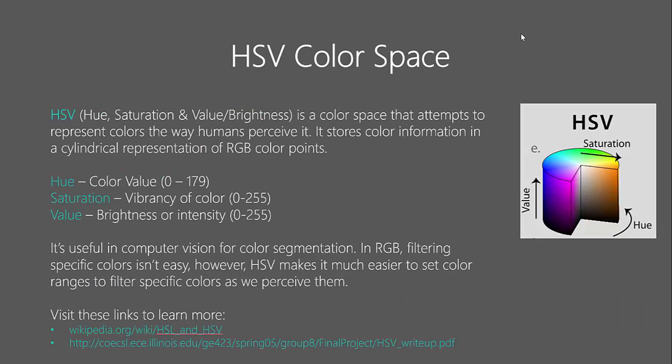So let's take a look at another very important color space, which is the HSV color space. HSV stands for hue, saturation, value, or brightness, or intensity. Now this color space attempts to represent colors the way we perceive them, and it stores information in a cylindrical model which maps directly to RGB color points. Now in OpenCV, these are the ranges that the HSV scale goes up to. The first value is from 0 to 179, the second goes from 0 to 255, and value goes from 0 to 255. You may remember that in RGB they all go up to 255.